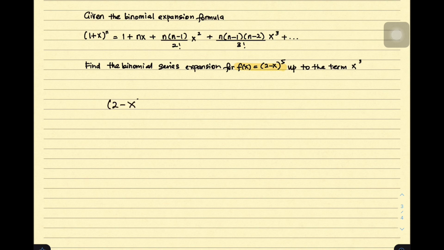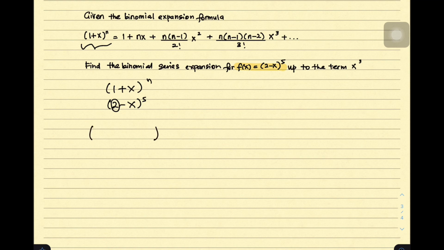Okay, but we know that the binomial expansion is always in the form of 1 plus x to the power of n. So what you need to do is, you need to make sure the number in front here must be 1. Dia tak boleh 2, tak boleh 3, tak boleh lain daripada 1. Okay, so kerja kita adalah untuk menjadikan nombor yang 2 ni 1. So macam mana kita nak jadikan?